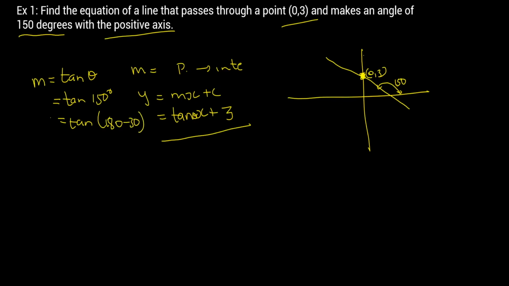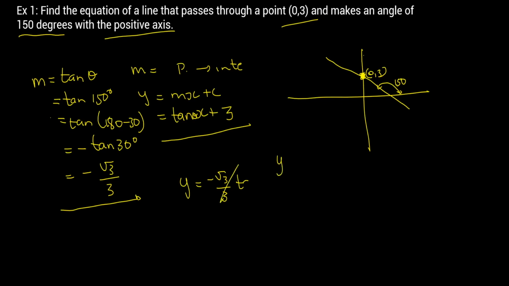tan of 180 minus 30. And this will be minus tan 30 because in that quadrant, tan is negative. So this will be minus square root 3 over 3, and this is our gradient. You no longer write tan now. You have y equals minus square root 3 over 3 x plus 3, and that is the equation of the line.